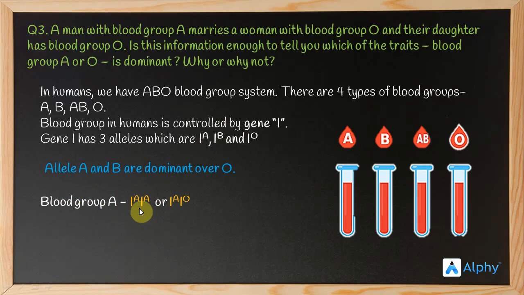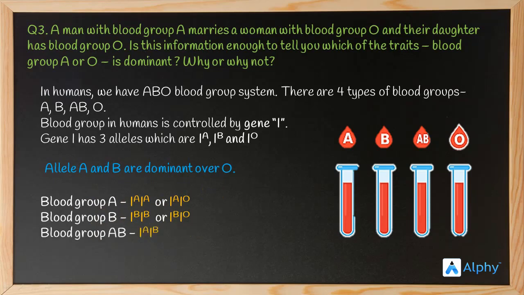Now, since A is dominant, obviously in a homozygous condition it will express itself, and even in a heterozygous condition, a single copy of A will be enough to form blood group A. Similarly, blood group B will be formed if the person has the combination IB-IB or IB-IO. B is also dominant over O, right? So a single copy will be enough to form blood group B.